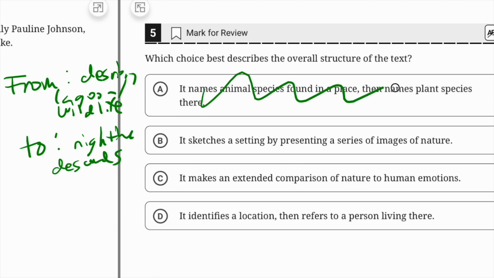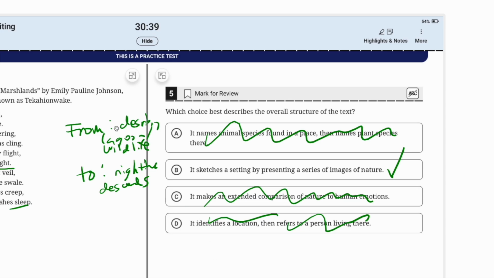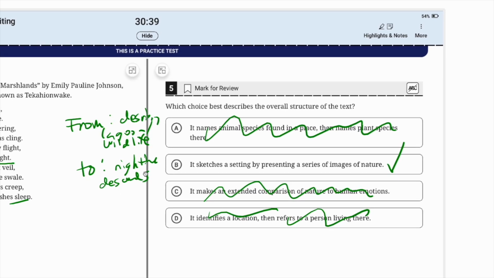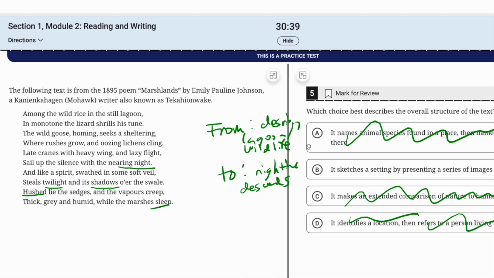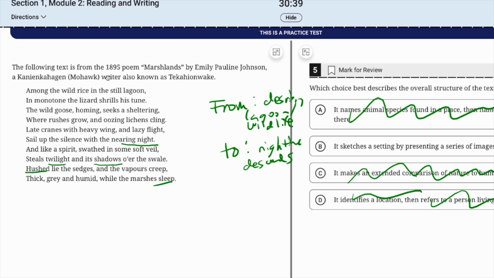So no. I mean, it does name these things, but that's not a shift. It sketches a setting by presenting a series of images of nature. It definitely doesn't make an extended comparison of nature to human emotions, and it doesn't refer to a person living there. Yeah, so I didn't really see the usual sort of, again, from this to that. It's really just kind of continuous. But, hey, at least we were able to get it right by just paying attention to what it's doing.